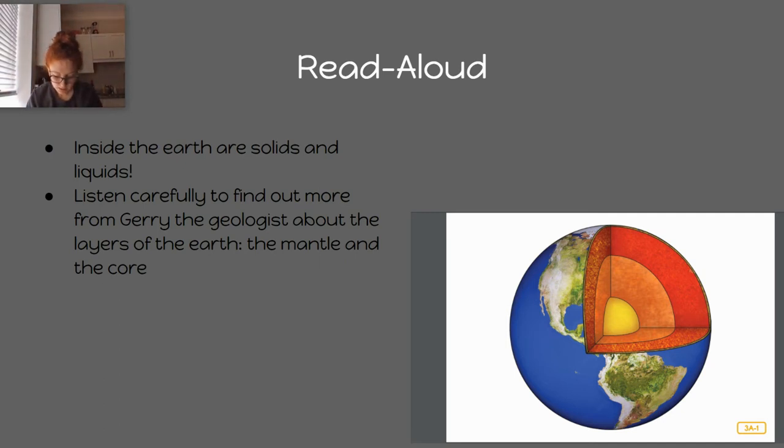Scientists believe that the very center of the Earth, the inner core, is actually hotter than the surface of the sun. What? The sun is about 10,000 degrees Fahrenheit. A really hot day in the United States is about 100 degrees Fahrenheit. So 10,000 degrees Fahrenheit is extremely hot. The inner core is much hotter than the outer core.